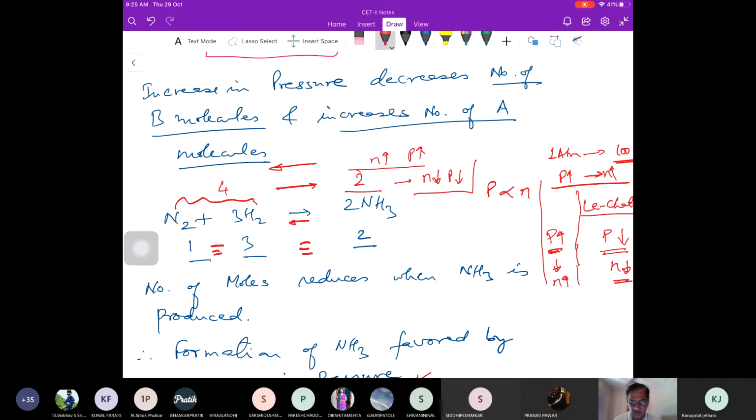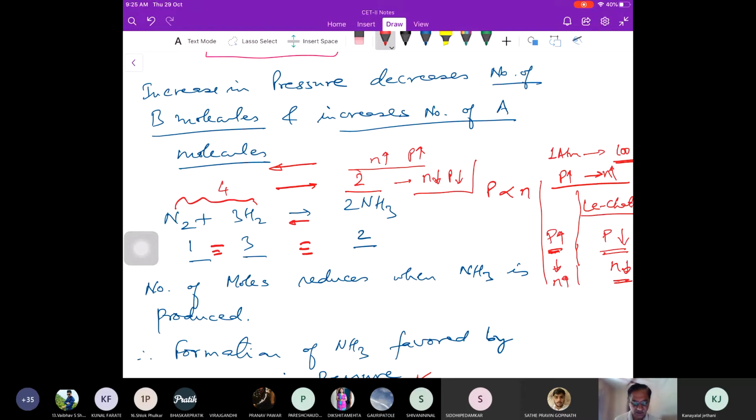When we increase the pressure, the reaction will proceed in such a direction to reduce the effect of pressure. That means it will try to reduce the pressure. Here, when will the pressure reduce? When the number of moles is reduced. In which direction is the number of moles reducing? Forward or reverse? Forward direction. Yes sir. Forward direction. So the reaction will proceed in the forward direction.